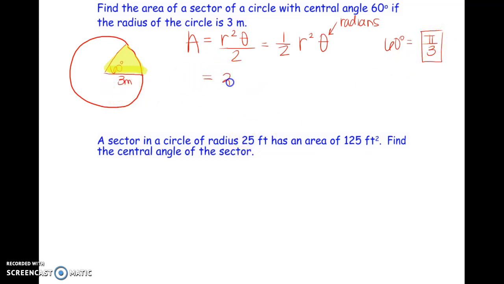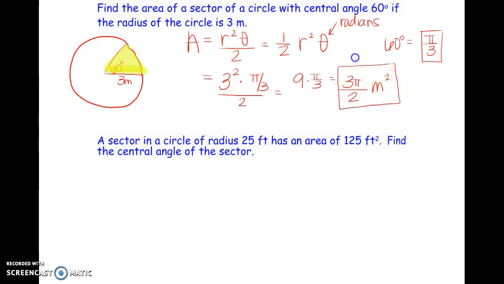Our radius is 3, so we're going to do 3 squared times pi over 3, and then divided by 2. So we have 9 times pi over 3, which reduces to 3 pi, and then over 2. You could technically leave it like this. Our area units will be units squared, so in this case it's meters squared. This would be an exact answer, so if I asked you for an exact answer, you would leave this. But obviously this doesn't mean that much to us when we say 3 pi over 2 meters squared. That doesn't spark any knowledge of what that might actually look like.